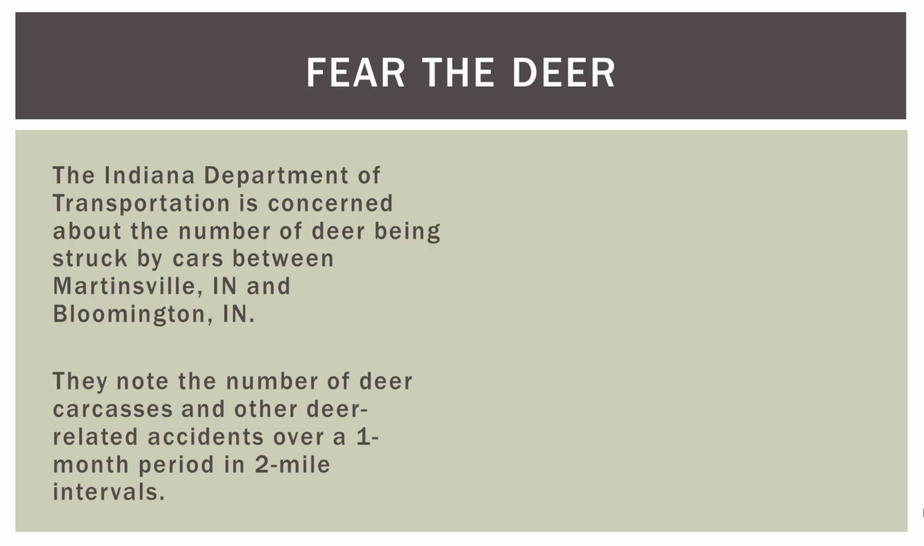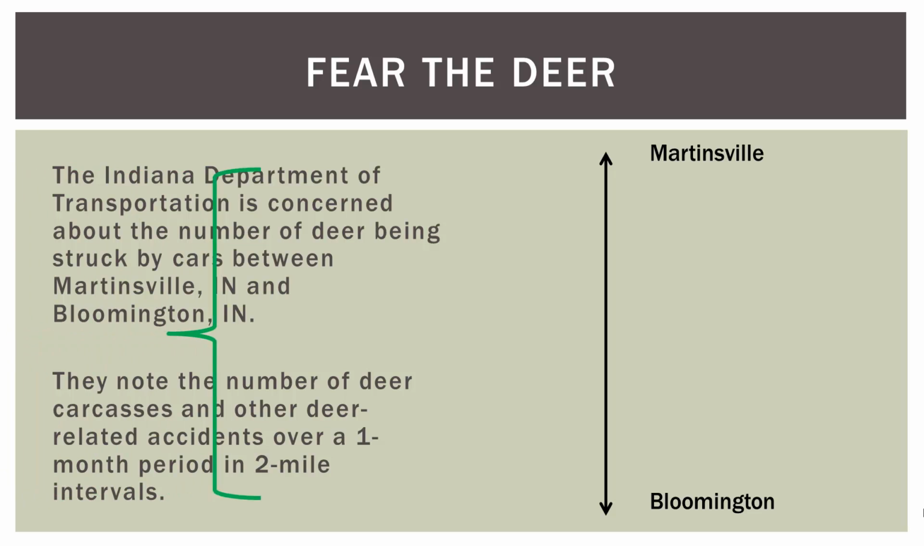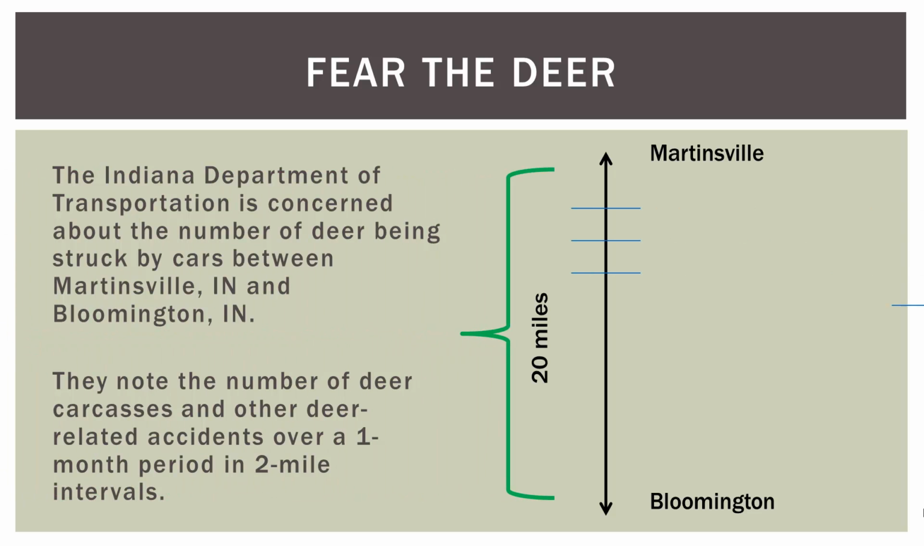Trust me. Now, they note the number of deer carcasses and other deer-related accidents over a 1-month period in 2-mile intervals. So they're going to look at data for a month, but they're going to do so by dividing the stretch of road into 2-mile intervals. So here's the road. Martinsville is at the north end. Bloomington is at the south end. And this is Route 37, in case you're interested. And the whole distance is 20 miles. It is 20 miles from Bloomington to Martinsville.